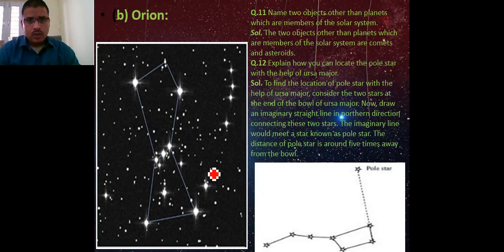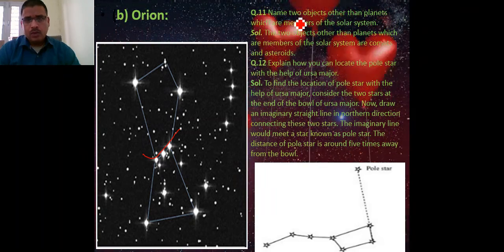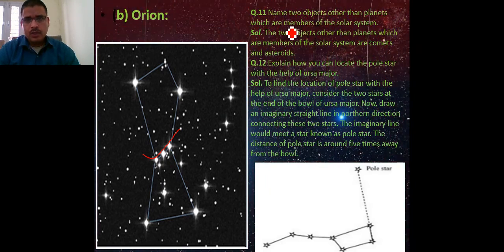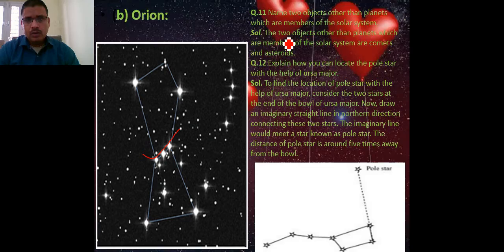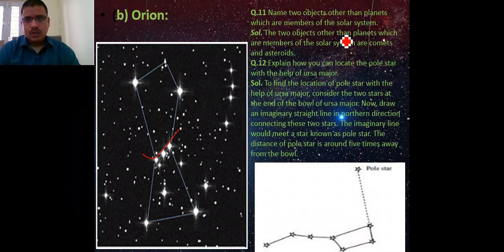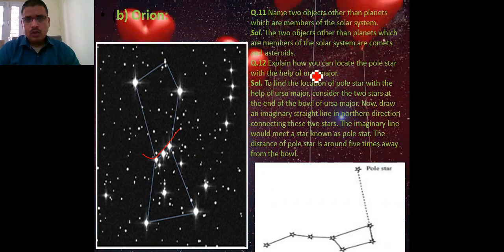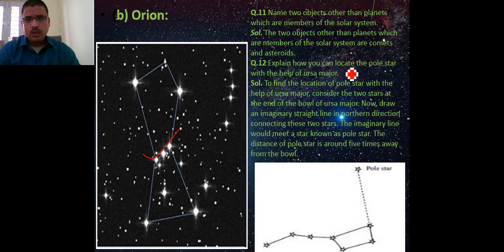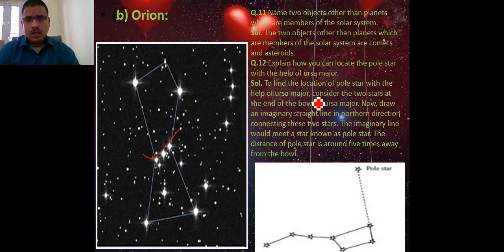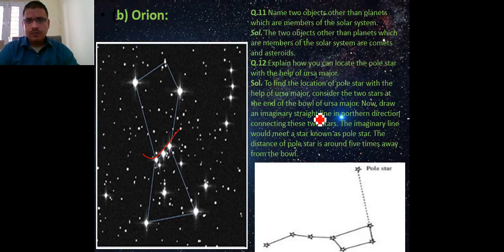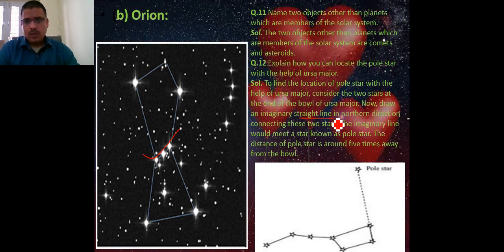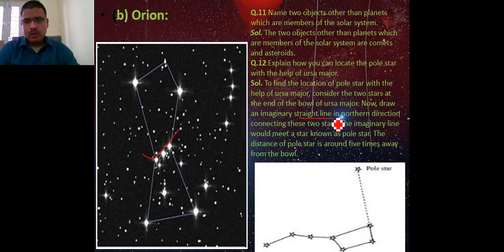In case of question number 11, name the two objects other than the planets which are members of the solar system. You just go through these: the two objects are comets and asteroids. Explain how you can locate the pole star with the help of Ursa Major. As I already told, the straight line points in the northern direction. You can just find out the Ursa Major.